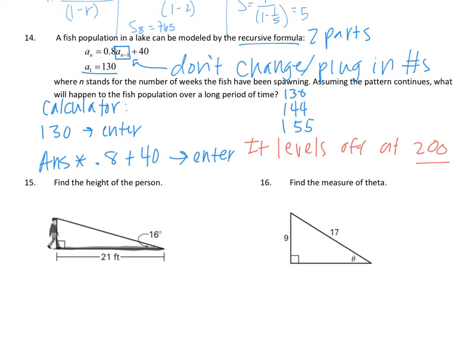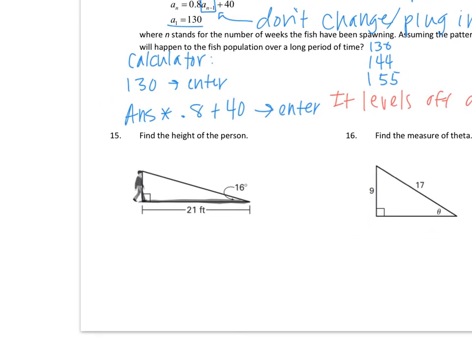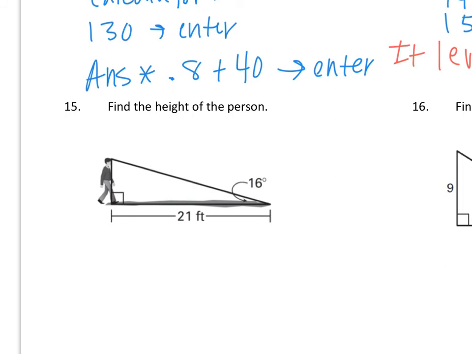All right, next problem. Find the height of the person. So this is a right triangle. So this is a SOHCAHTOA example. So we're doing some trig. We have one angle, we have one side, we want the height. This is our x. So I'm going to label the sides. The hypotenuse is this long one, the base is the adjacent, and the one we want is the opposite.